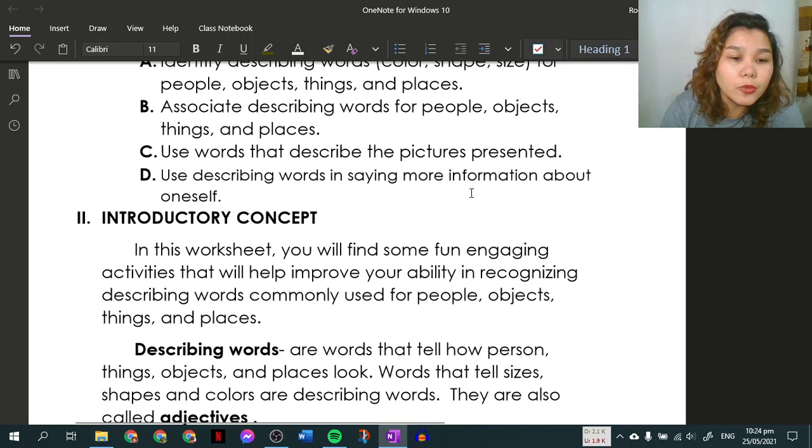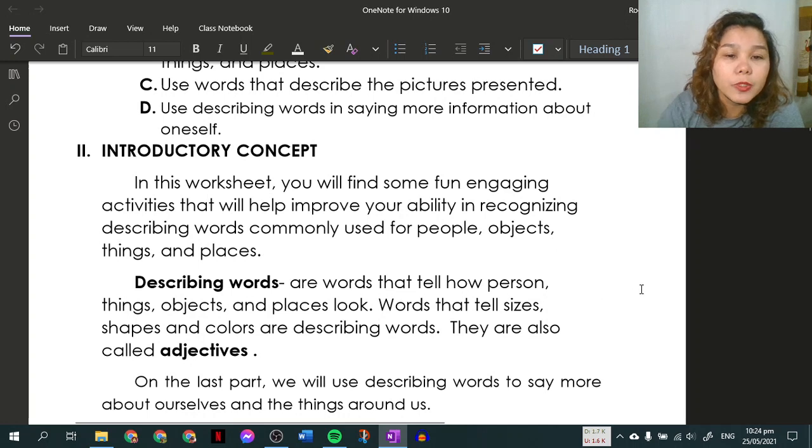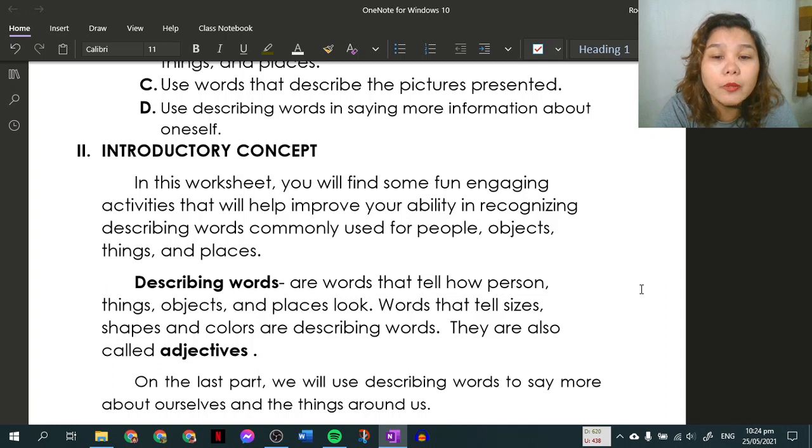Okay, so part 2, introductory concept. In this worksheet, you will find some fun, engaging activities that will help improve your ability in recognizing describing words commonly used for people, objects, things, and places. So what are describing words? These are words that tell how persons, things, objects, and places look. So you can tell the size, shape. So words that tell sizes, shapes, and colors are describing words.